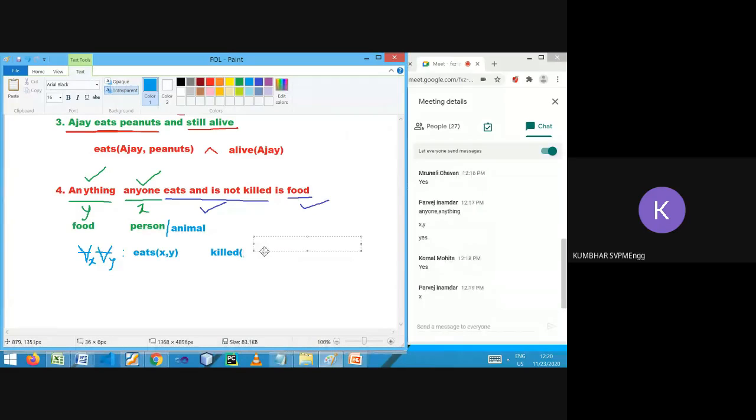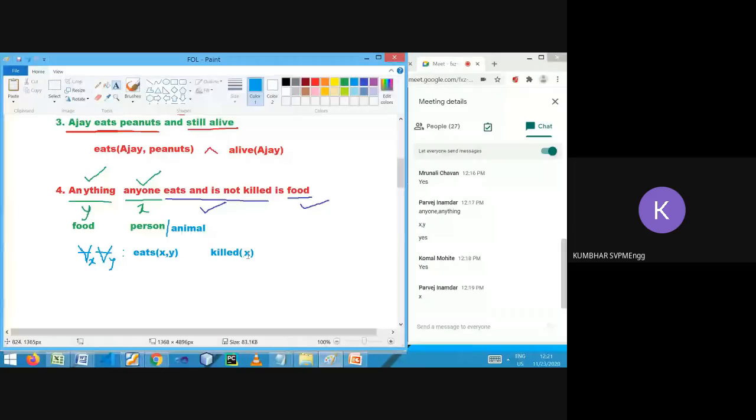X. Yes. Do you agree with Parvez? Parvez is saying X. Anyone feel that it is a Y? X is killed. But we want what? Not killed. So the atomic sentence is killed X. X is killed, but we want not killed. So what can I do for this? How can I make not killed?